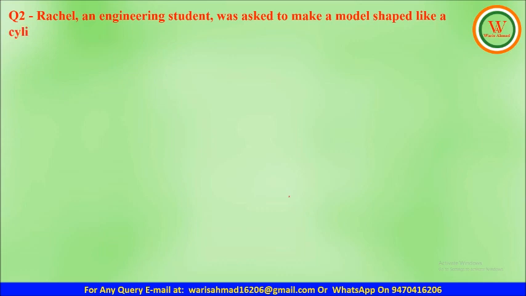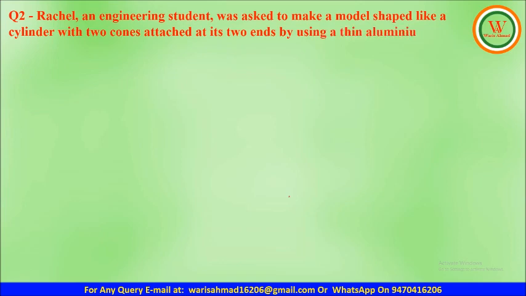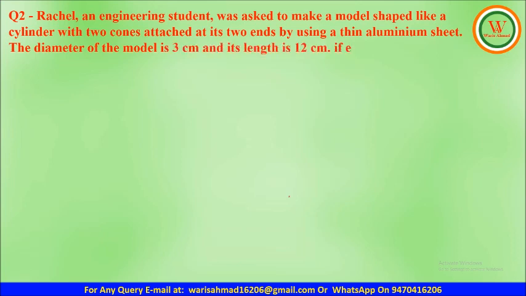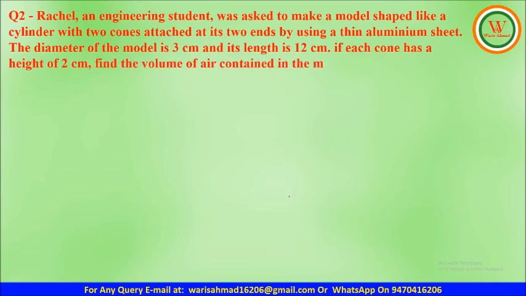Let us see the second question of this exercise. Raquel, an engineering student, was asked to make a model shaped like a cylinder with two cones attached at its two ends by using a thin aluminium sheet. The diameter of the model is 3 cm and its length is 12 cm. If each cone has a height of 2 cm, find the volume of air contained in the model that Raquel made.